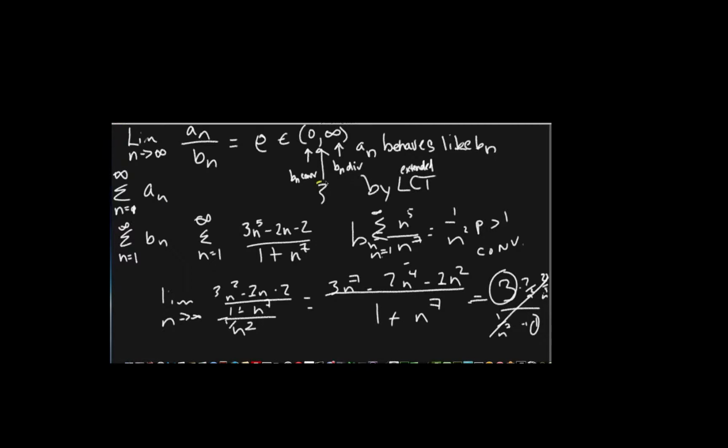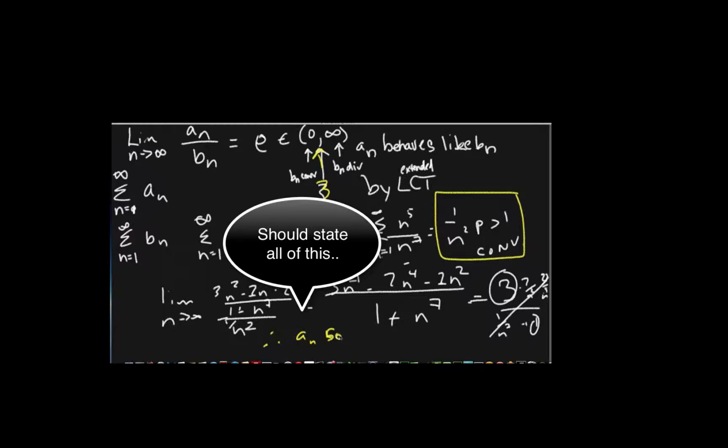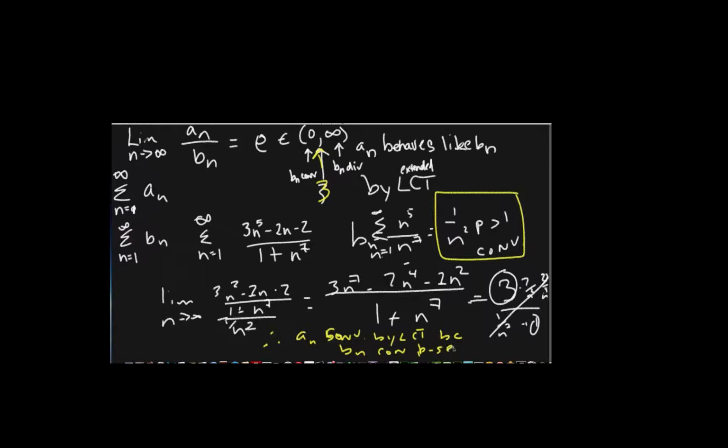Yeah. So at that point, you can say, okay, this was a convergent p-series, so therefore a sub n converges by LCT because b sub n is a convergent p-series. And rho equals... You have to say that whole sentence, okay? Okay. Any questions? Nope.